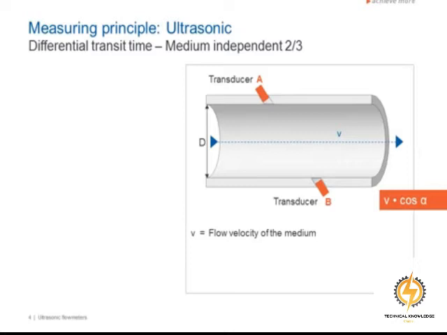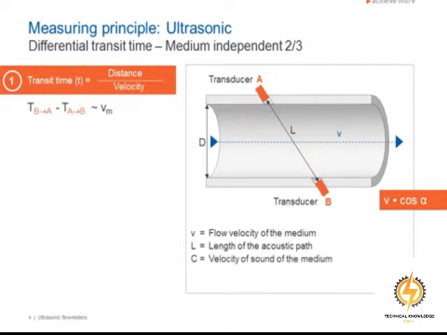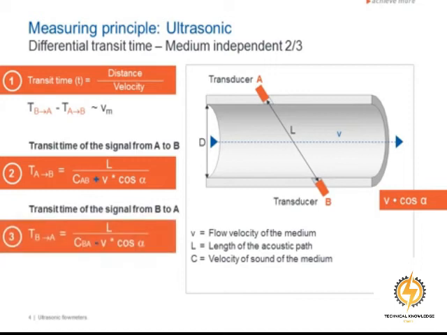Let's see why ultrasonic flow measurement is completely independent of the medium. As we can see in equation 1, the transit time of a signal is the distance between transducer A and transducer B, divided by the velocity which the acoustic signal needs to travel from one transducer to the other. Equations 2 and 3 describe the time the acoustic signal needs from transducer A to transducer B, and from transducer B to transducer A. The transit time of the signal is measured and then used with other variables to calculate the flow.